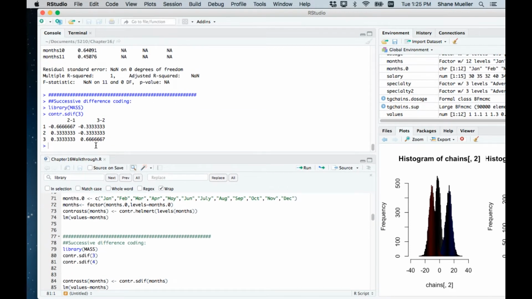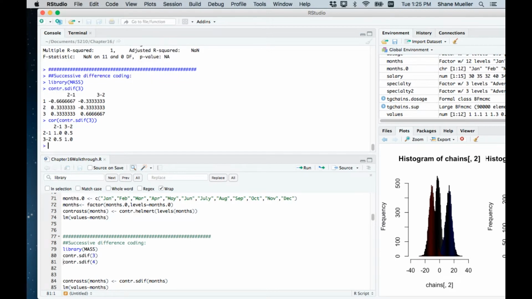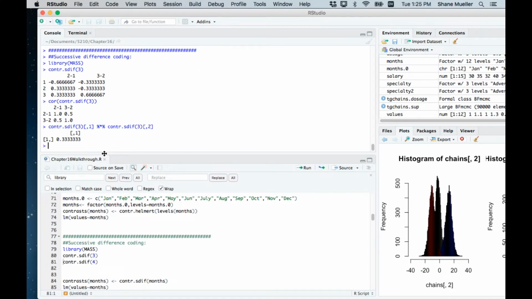Remember, this would be the first argument, this would be the second, and you see that they add up to 0. We can also check, are they correlated? They're actually slightly correlated, so they're no longer uncorrelated. I'm not sure if they're even orthogonal anymore. We can try that with contr.sdiff 3, and they're no longer uncorrelated or orthogonal.